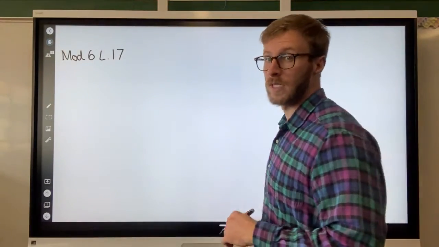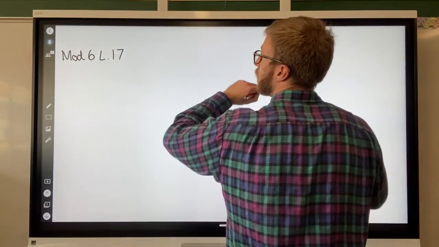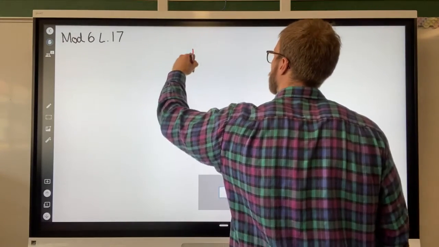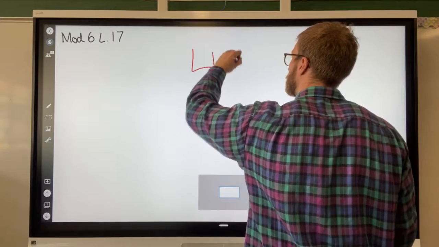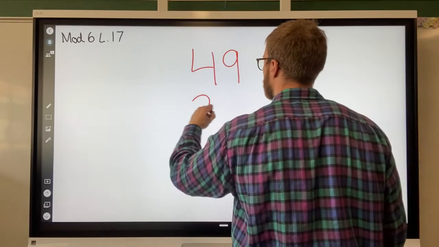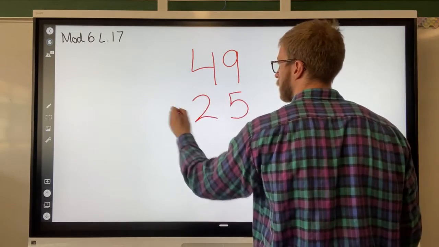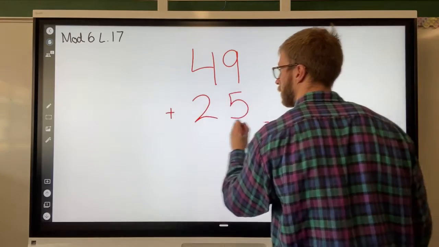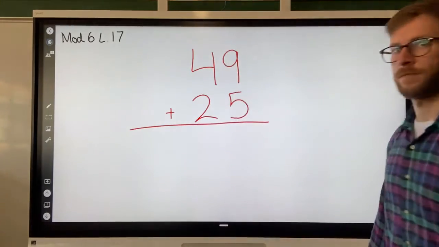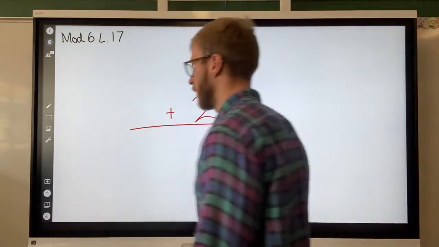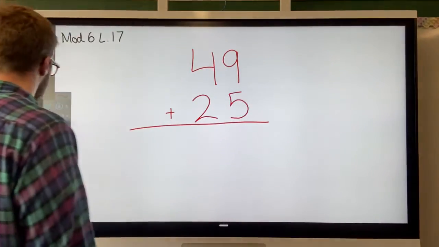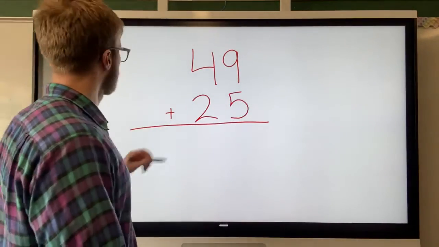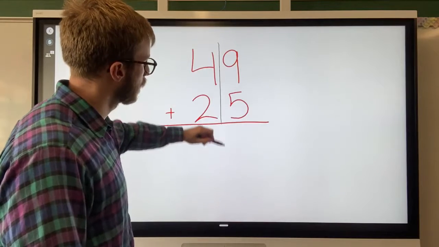All right, numbers this time. 49 plus 25. 49 plus 25 equals. Okay, go ahead and write that out. Then you can put our place value line in here to separate them.